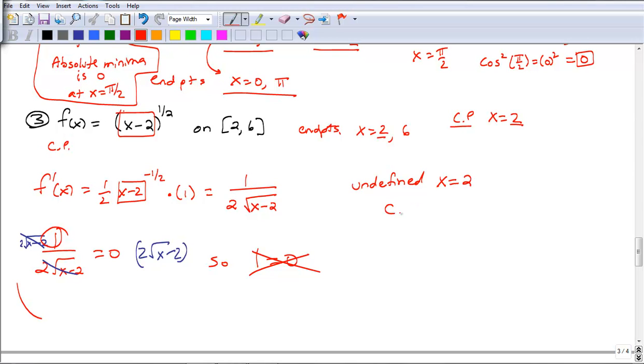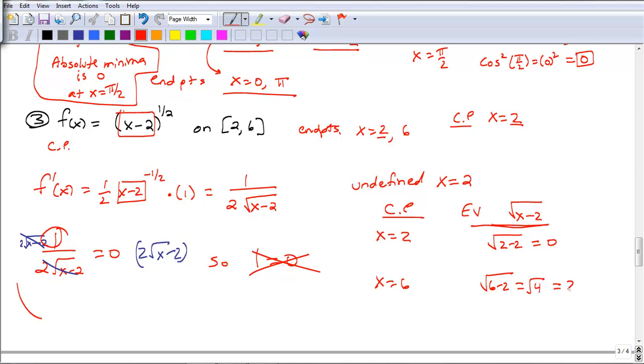So to find the extreme value, I take my critical points, which are 2 and 6, and I plug them into my function, which is the square root of x minus 2. That's what the 1/2 power is. And so this is the square root of 2 minus 2, which is 0. This is the square root of 6 minus 2, which is 2. So there's an absolute maxima, and that's 2, and it happens at x equals 6.